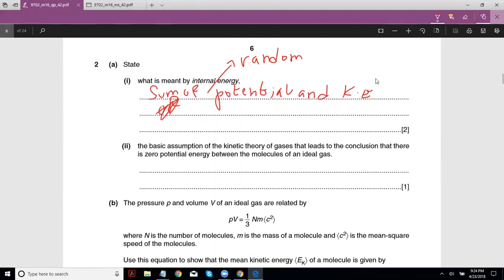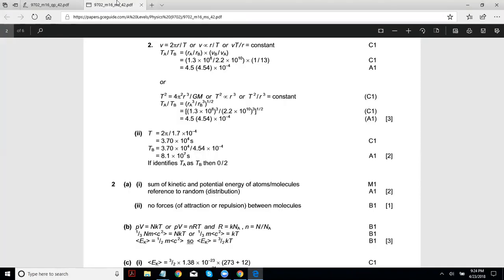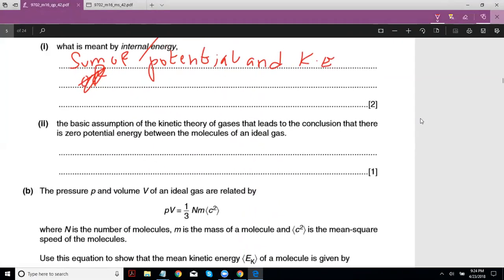But can you briefly explain why we add random? Why is there random? It's in the marking scheme. Anyway, we remember that there's a reference to random distribution, that it's not uniform. It says that potential and kinetic energy is randomly distributed among the particles. So you just need to flaunt your knowledge about that.